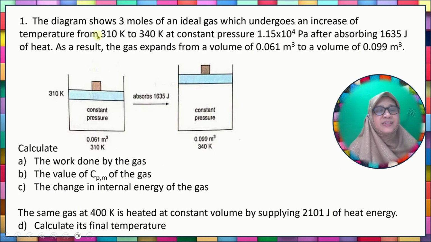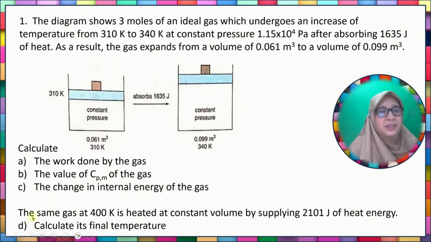Okay, question 1. The diagram shows 3 moles of an ideal gas which undergoes an increase of temperature from 310 Kelvin to 340 Kelvin at constant pressure 1.15 times 10 to the power of 4 Pascal after absorbing 1635 joule of heat. As a result, the gas expands from a volume of 0.061 meter cube to a volume of 0.099 meter cube. Calculate the work done by the gas, the value of the molar heat capacity at constant pressure, and the change in internal energy of the gas.